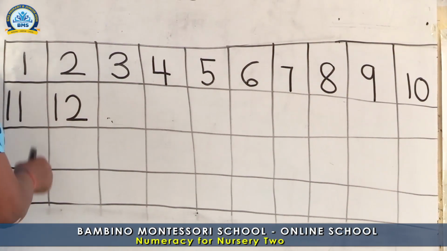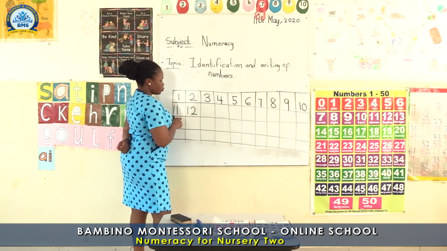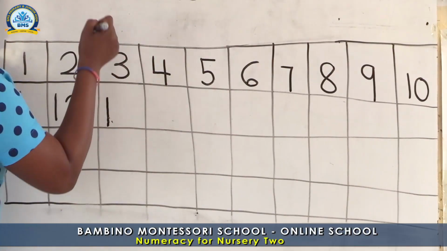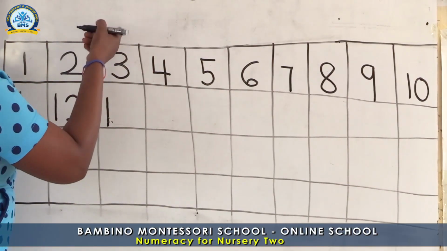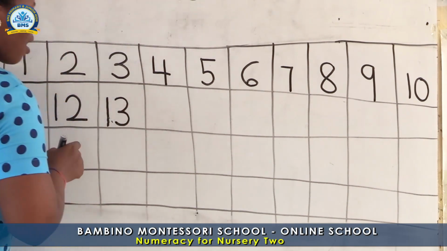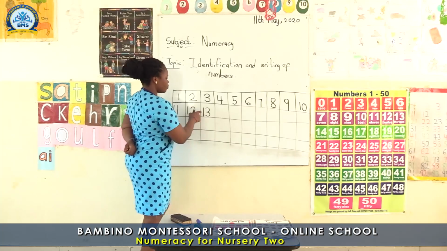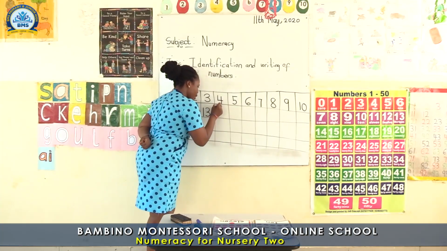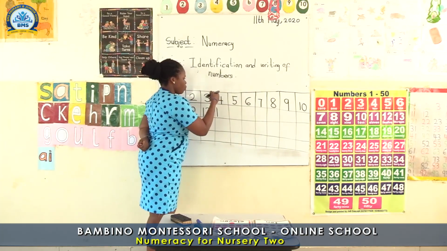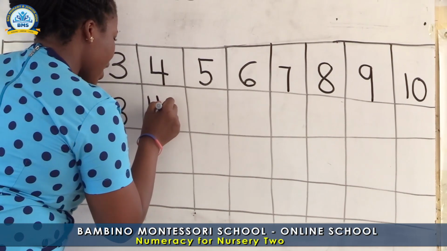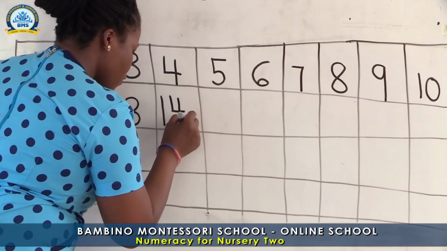Then you get 12. From 12 we go to 13. Your stroke first. What number is up here? 3. So this 3 will come down, then you get the number 13. From 13 we go to 14. Remember your stroke first. What number is up here? 4. So you bring this 4 down by writing it to get what?